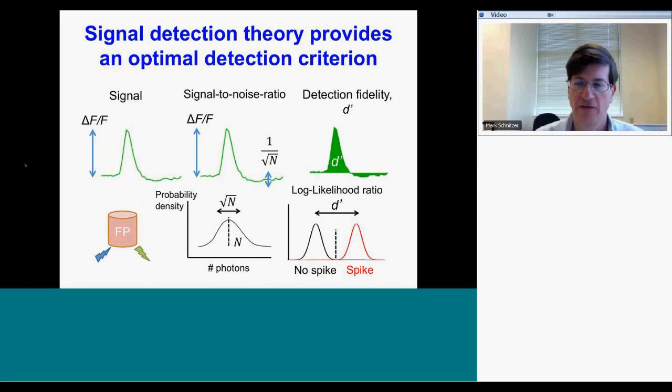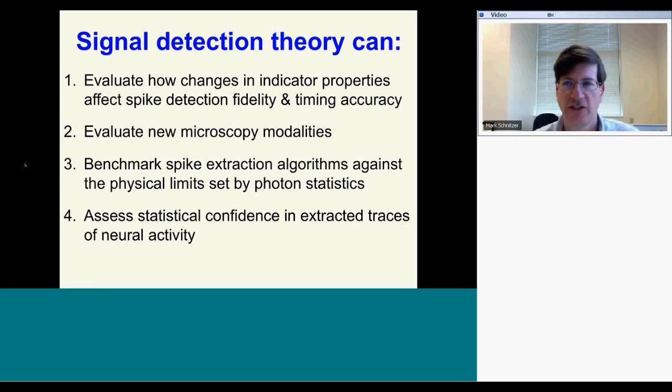And it's this entire photon flux during the waveform that we receive when a cell is activated that is going to allow us to make discriminations between a case when a neuron did not fire and a case when it did fire an action potential. So you'll see that the signal detection theory is going to allow us to evaluate how changes in indicator properties can affect our ability to detect spikes and also to time them accurately.